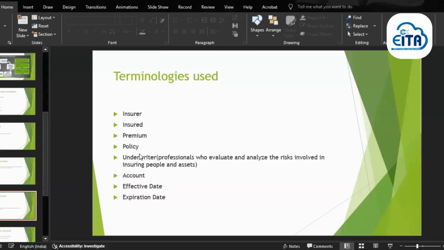What is the premium actually? It's the money which we pay to the insurance company to buy the policy. Okay, got it.